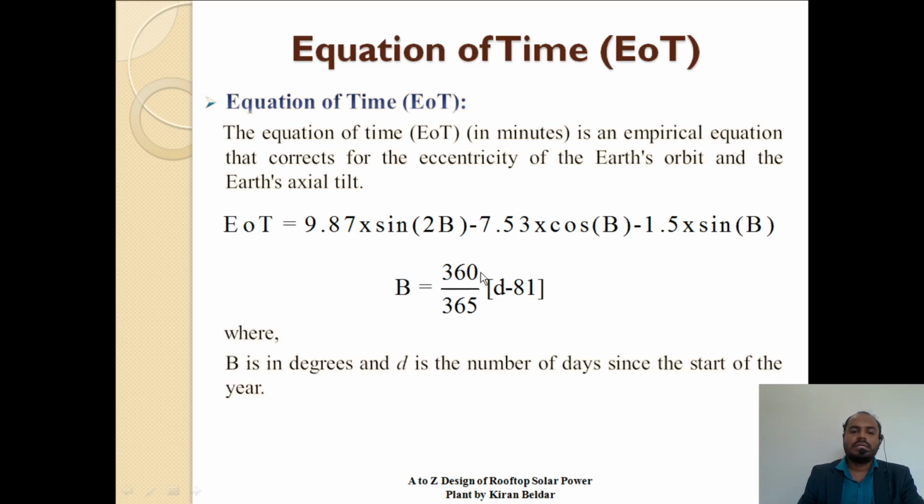B is equal to 360 upon 365 in brackets (d minus 81), where d is the day in the whole year. B is measured in degrees and small d is the number of days since the start of the year. If you want to calculate for the 1st of February, then we take here 32, that is the 32nd day out of the whole year.